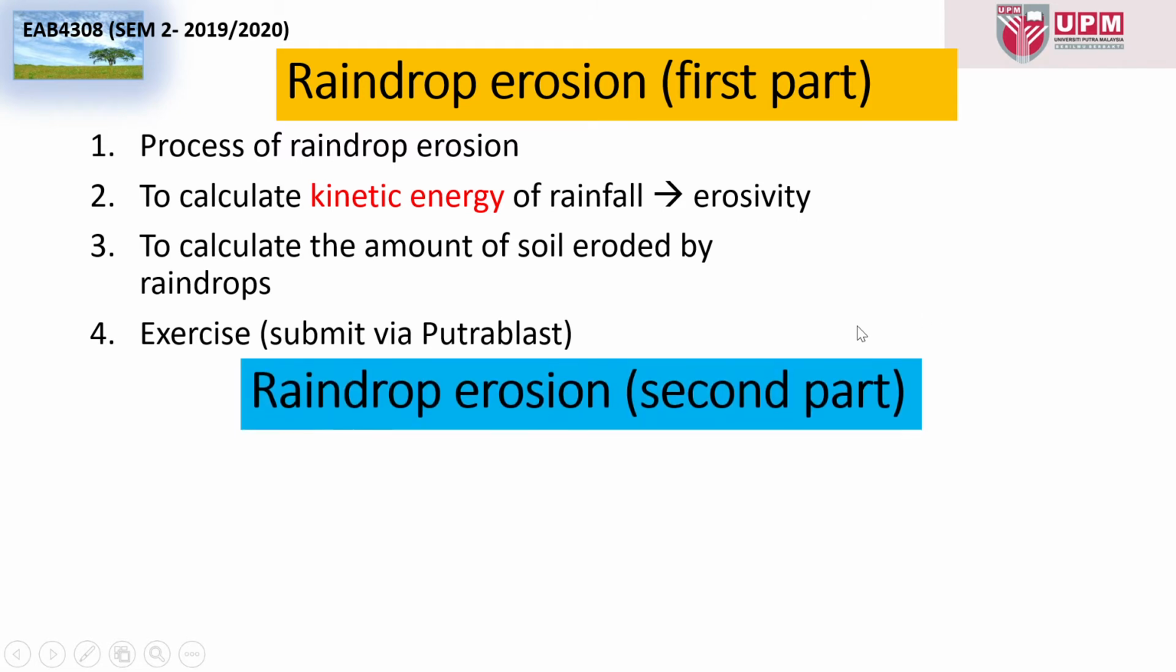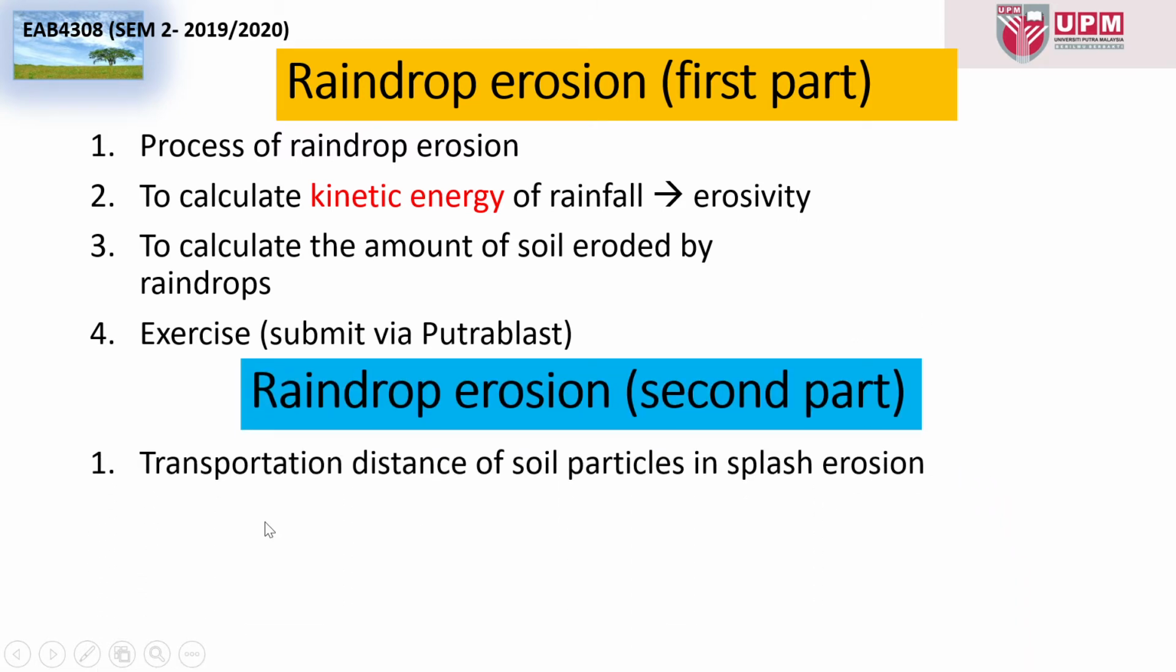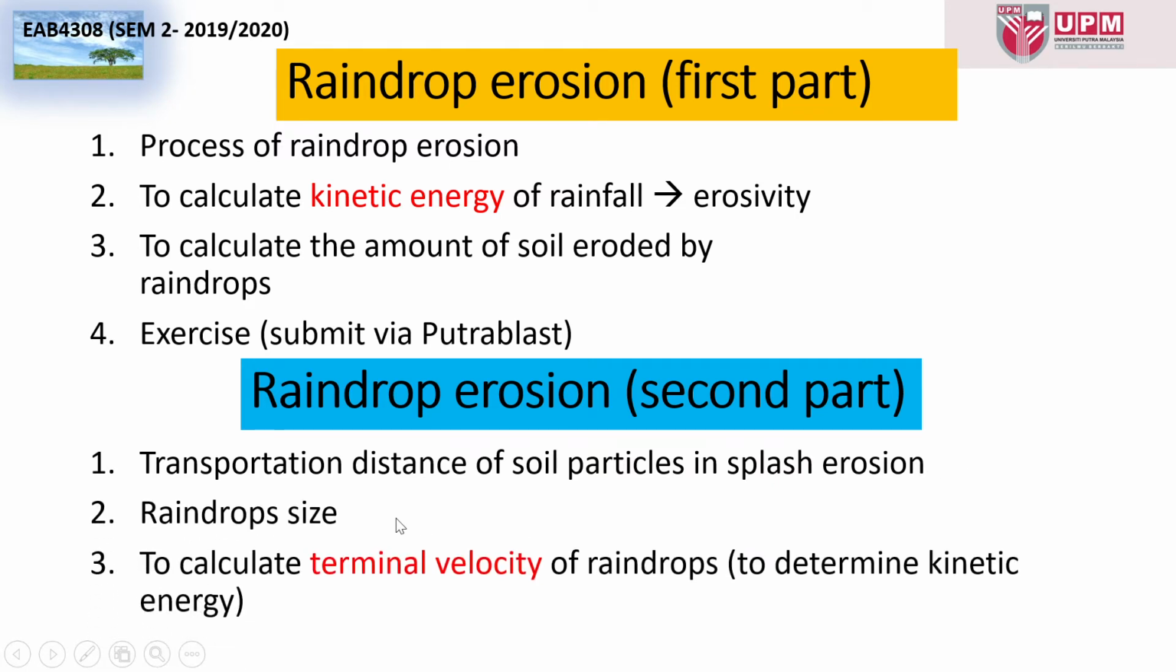In the second part of this lecture, we will learn about the transportation distance of soil particles in splash erosion, raindrop size, and we will learn how to calculate terminal velocity of raindrops. And finally, we will have to do some exercises. So in this topic, kinetic energy and terminal velocity will be our focus.